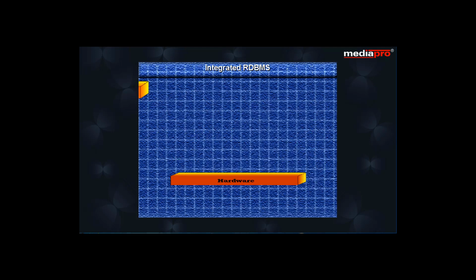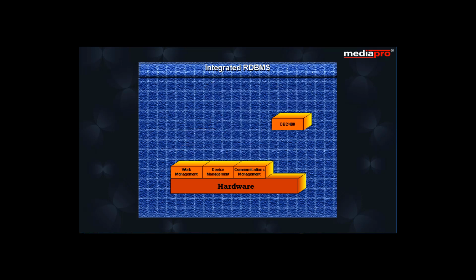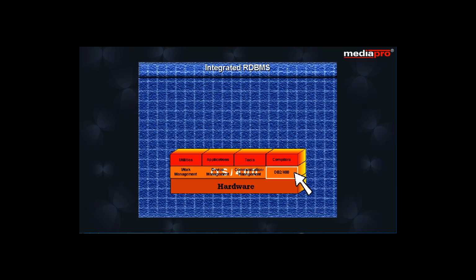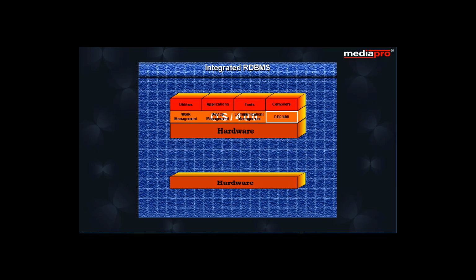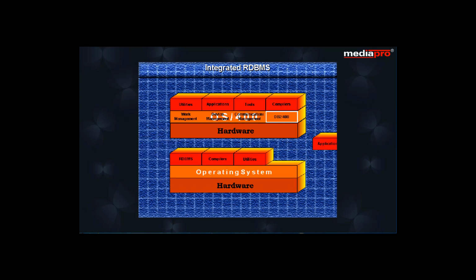A unique feature of the AS400 is that DB2 400 is totally integrated with OS 400, the operating system for the AS400. This is unlike other database products that sit as a separate component on top of an operating system and have to be integrated with the other components.